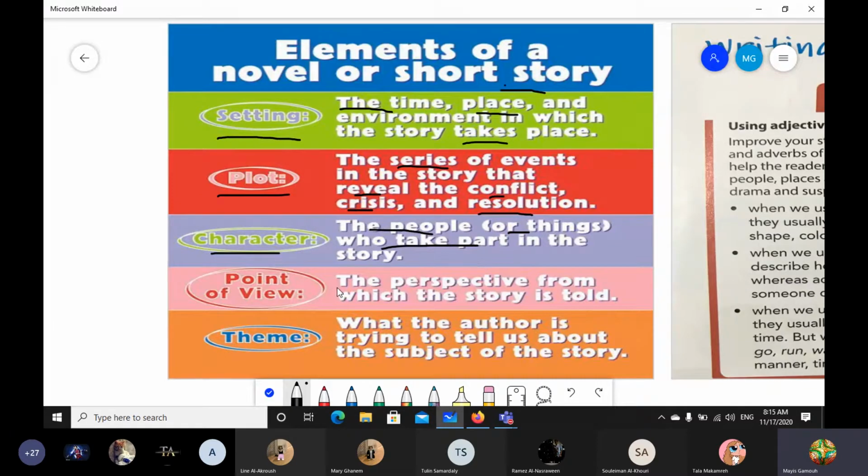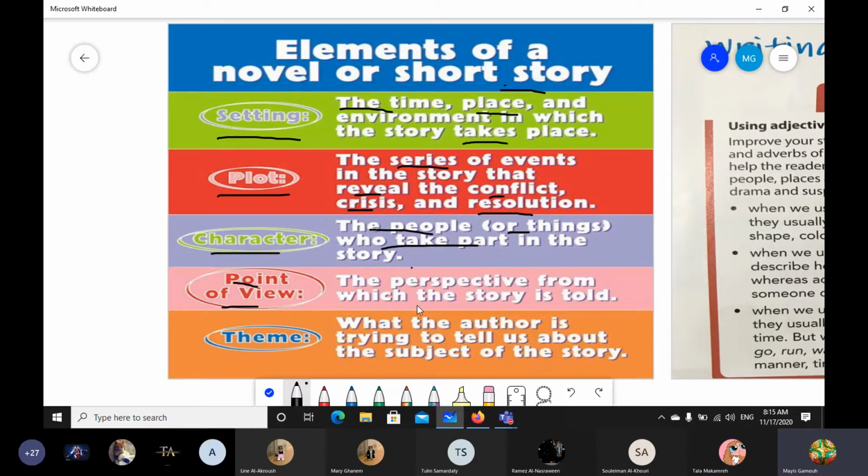And we know that our story should have a hero or more than one hero, or a heroine for the female, and a group of people who will be in the story. Let's go now to the point of view, which is the perspective from which the story is told. Who is telling us that story? Is it me? It will be the first person, or is it him or her?